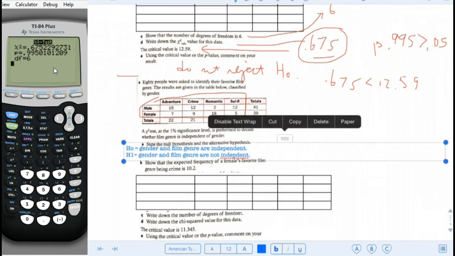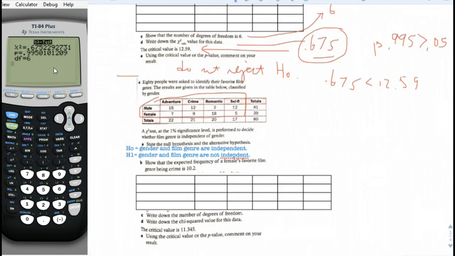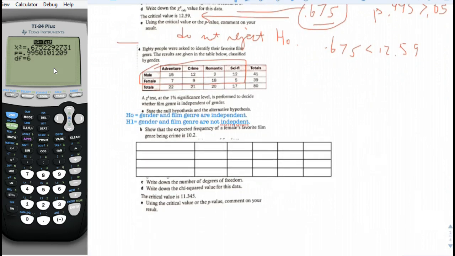And then it says to show that the expected frequency of a female's favorite film genre being crime is 10.2. And the way you do that is you just look up female and you look up crime, and then you look to see which totals correspond to those. So basically, it's going to be 39 divided by the total times 21 divided by the total.